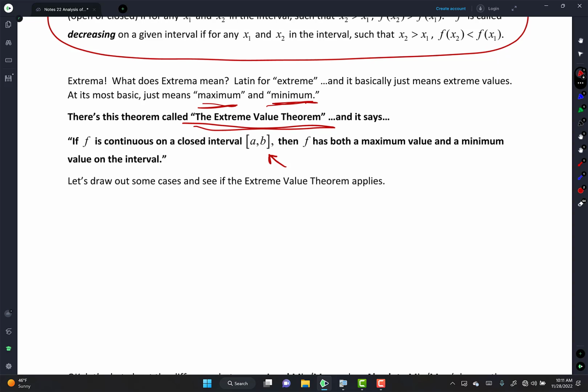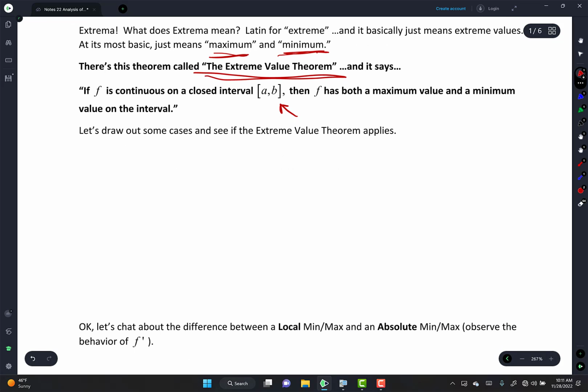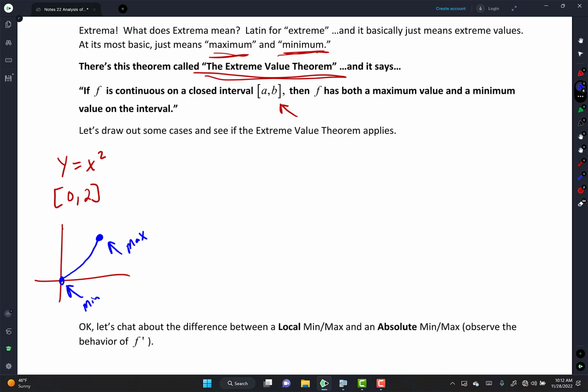All right, so let's practice. Let's draw out some scenarios. Obviously, to make things easy, guys, in the beginning, I'm going to make all the graphs y equals x squared. But this one, it's going to be from the domain 0 to 2. So y equals x squared looks like this, from 0 to 2. Because it's a closed interval, my min happens down here, and my max happens up here. And that's all it says: if you have a closed interval, you have a min and a max.